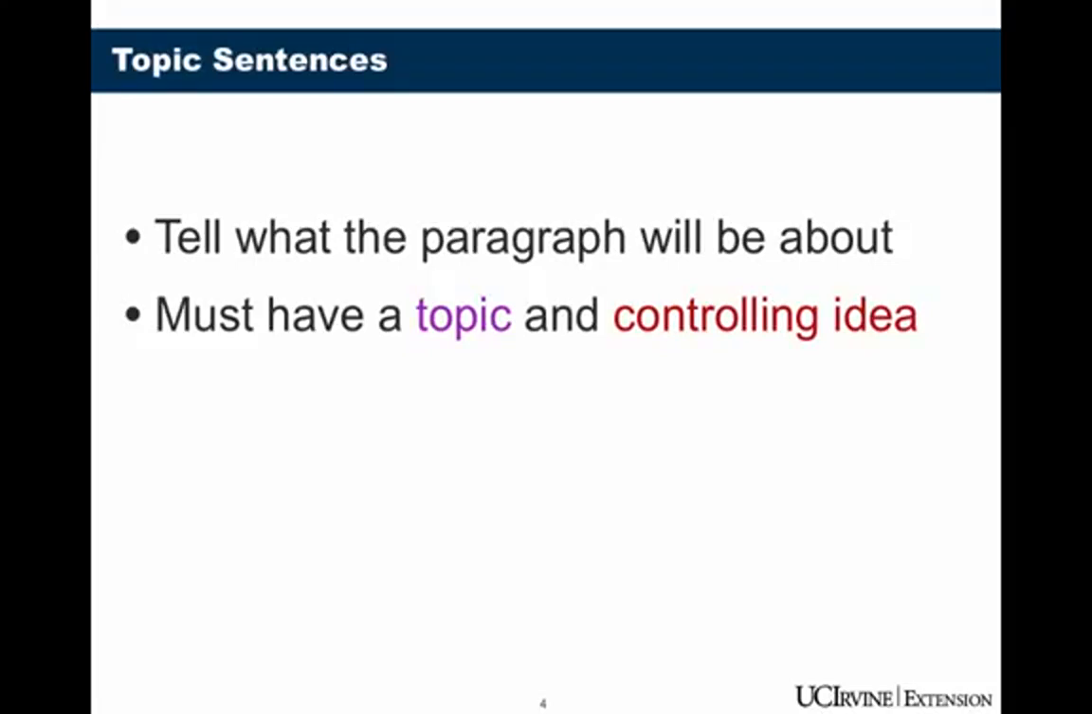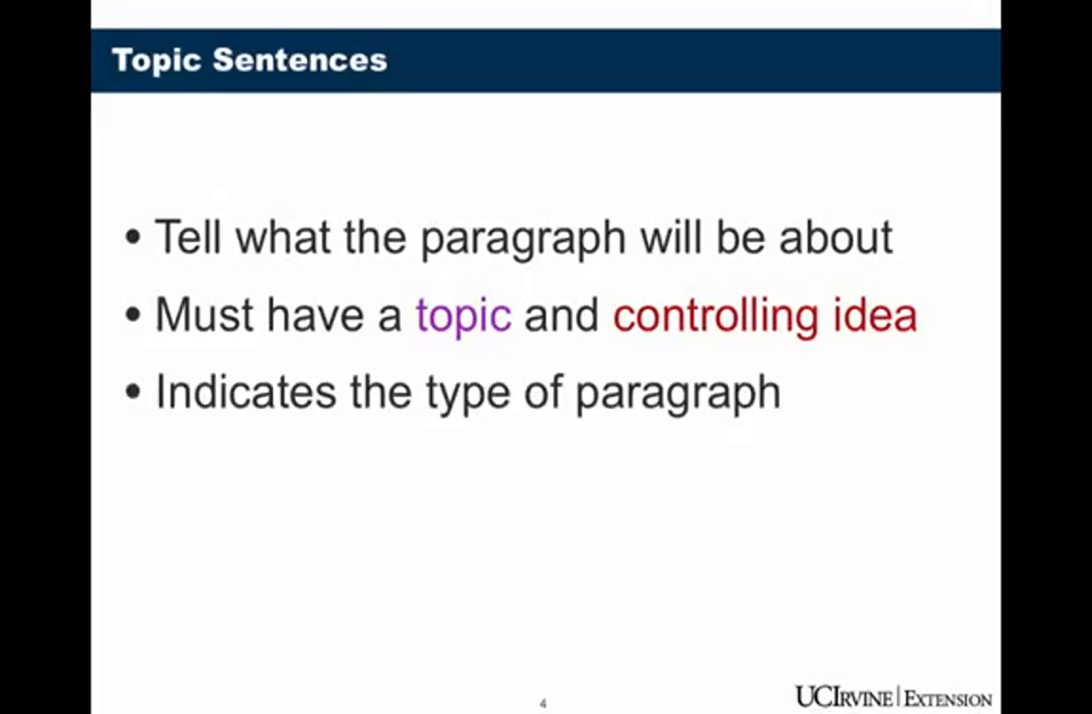The topic tells the reader what the paragraph is going to be about. The controlling idea tells the reader what you want to say about the topic. The controlling idea also gives the reader an idea of what type of paragraph will follow.